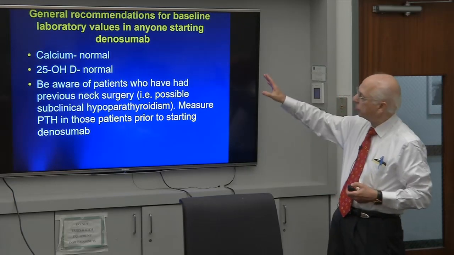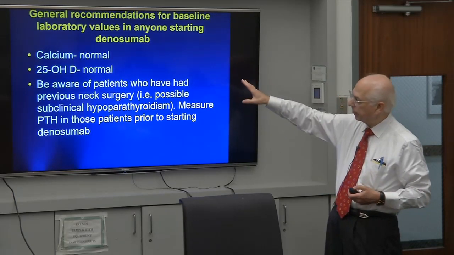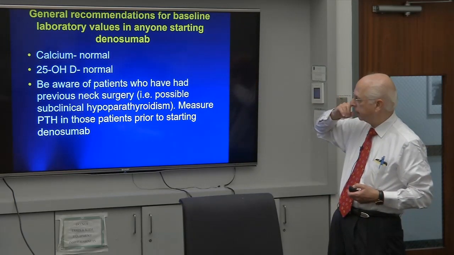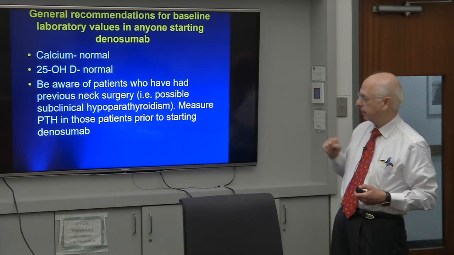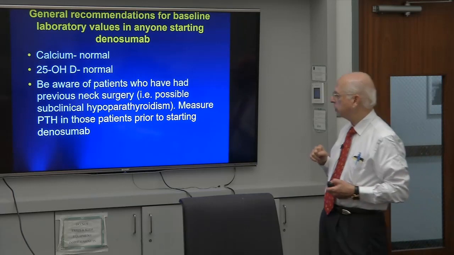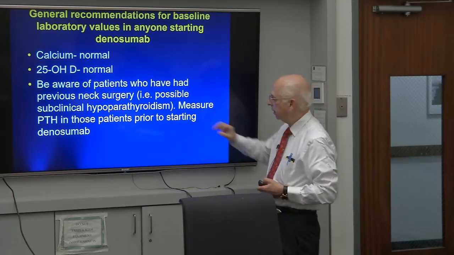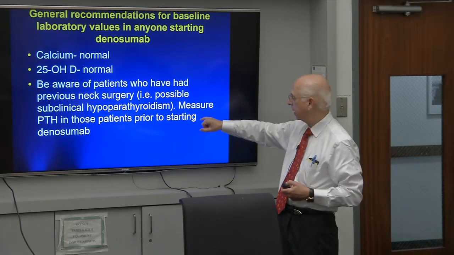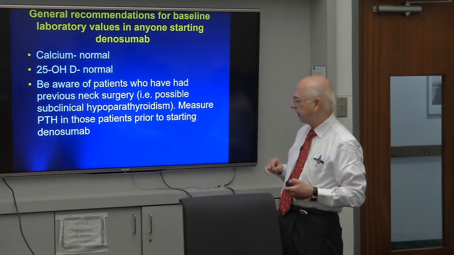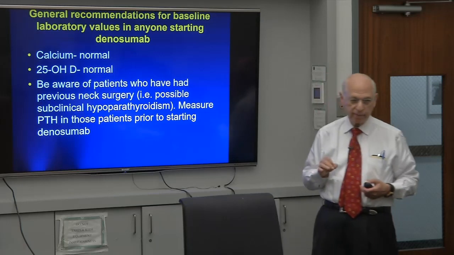So baseline laboratory values, anyone starting DMAB, make sure the calcium is normal, make sure the 25D. And then we talked about this last week. I've added this to my discussion. Be aware of patients who have had previous neck surgery, possibly subclinical hypopara, as I told you that case last week. And I would measure PTH in all patients who have had prior neck surgery.